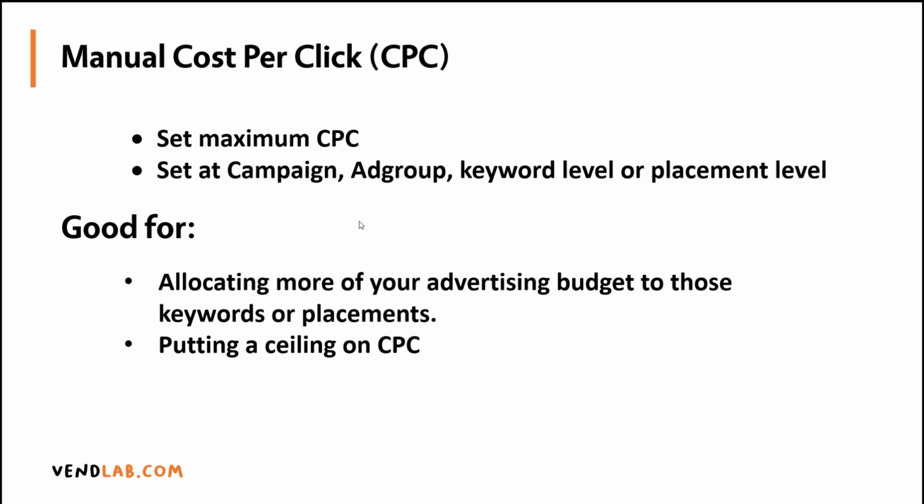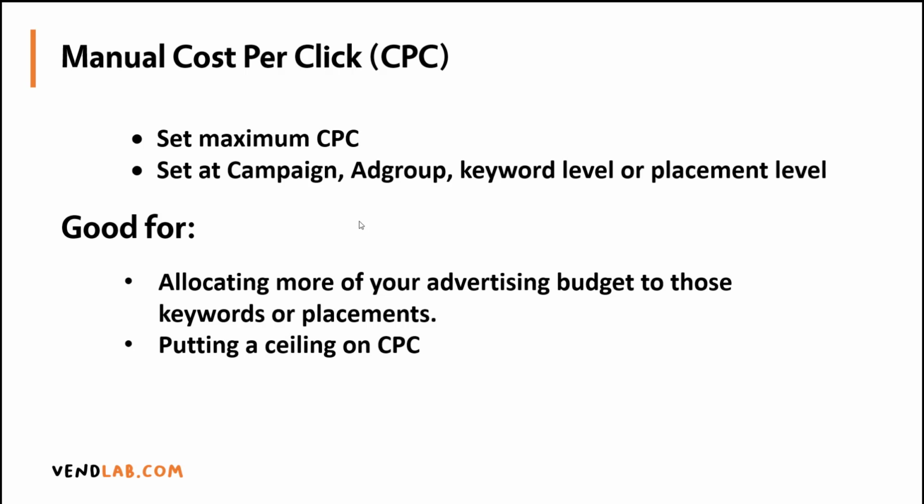The first and simplest is a manual cost per click. This is where you set the maximum cost per click for an action. This can be set at the campaign, ad group, keyword level or the placement level. This is good if you want to allocate more of your advertising budget to keywords or placements that are successful. It's also good for putting a ceiling on your cost per click.